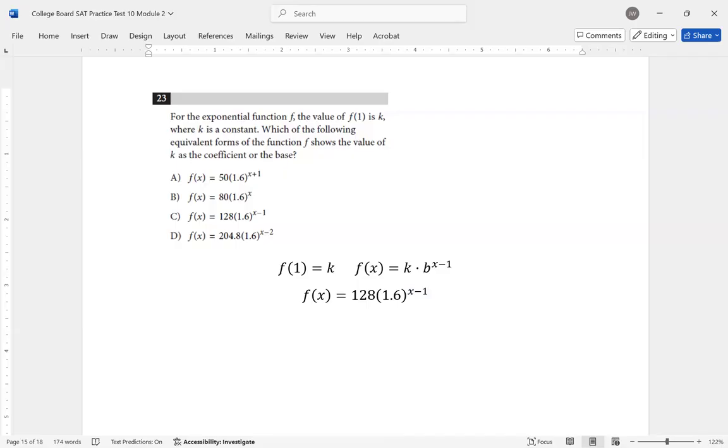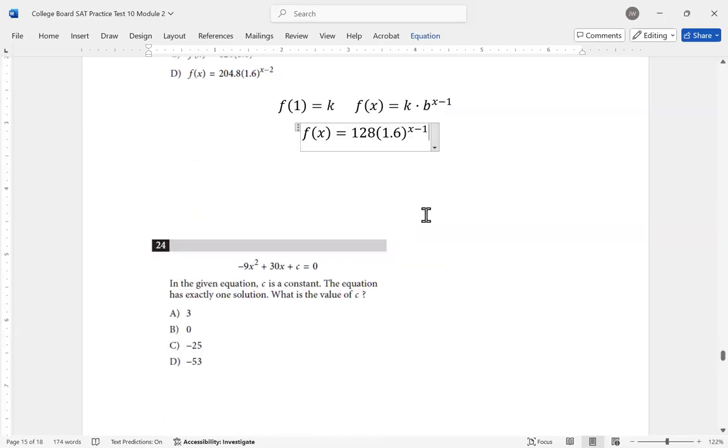And that is going to be such that f of 1 is a constant. That constant in this case happens to be 128. So that gives me the k as a coefficient. We can't have k as the base, but there you go.